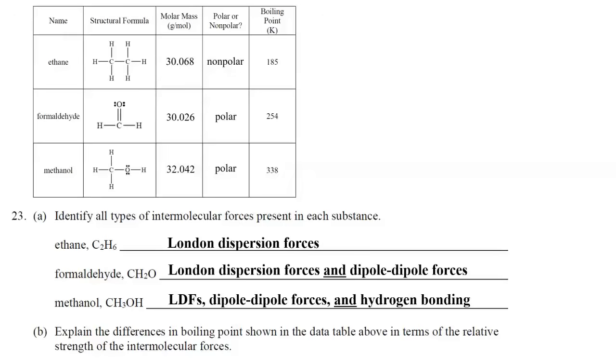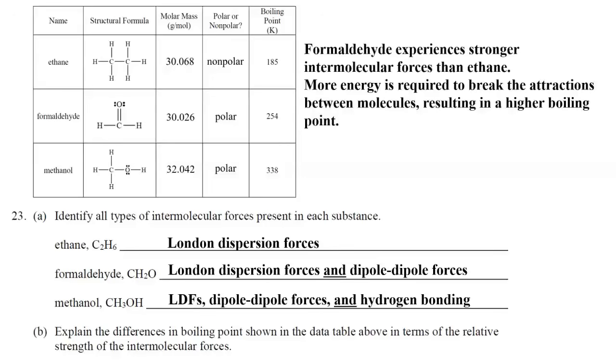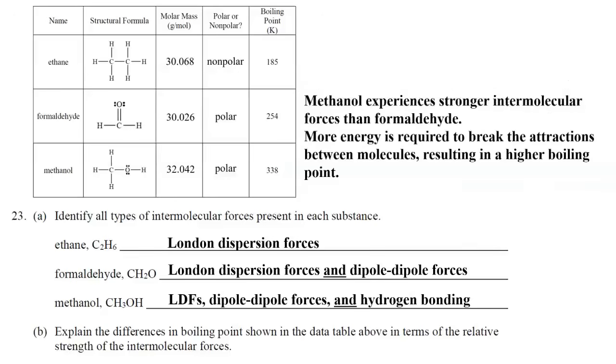In part B, it says explain the differences in boiling point shown in the data table above in terms of the relative strength of the intermolecular forces. You can see that formaldehyde has a higher boiling point than ethane. So formaldehyde experiences stronger intermolecular forces than ethane. More energy is required to break the attractions between molecules, resulting in a higher boiling point. And you can see that methanol has a higher boiling point than formaldehyde. So methanol experiences stronger intermolecular forces than formaldehyde. More energy is required to break the attractions between molecules, resulting in a higher boiling point.